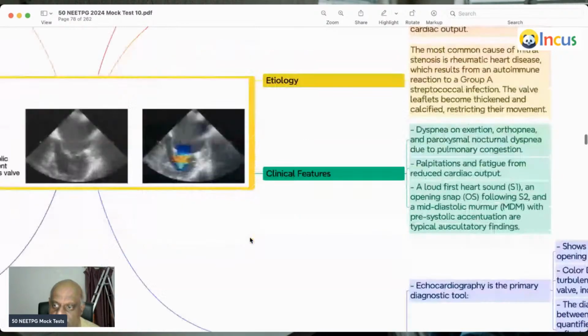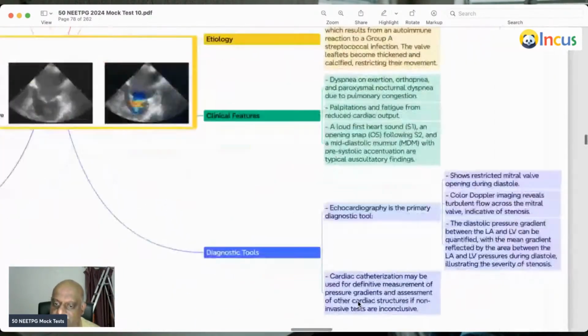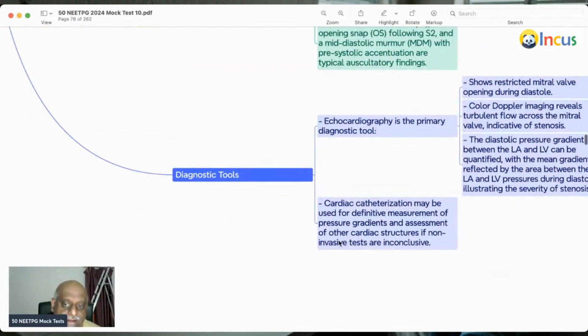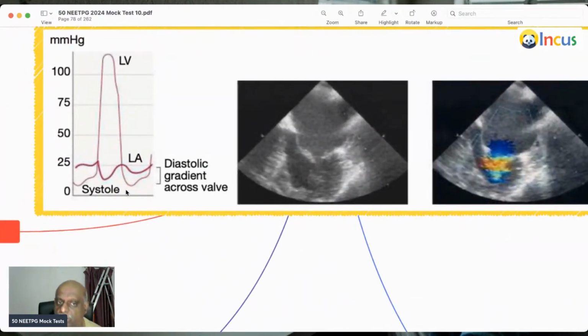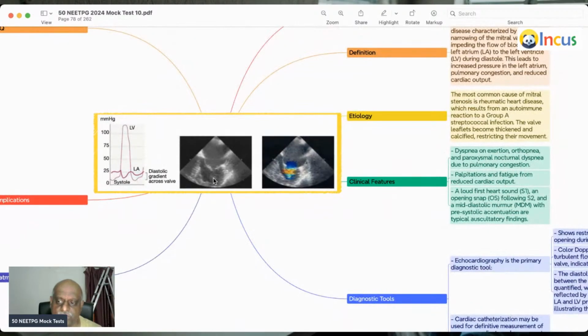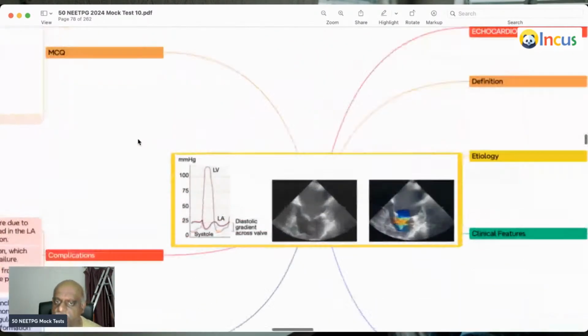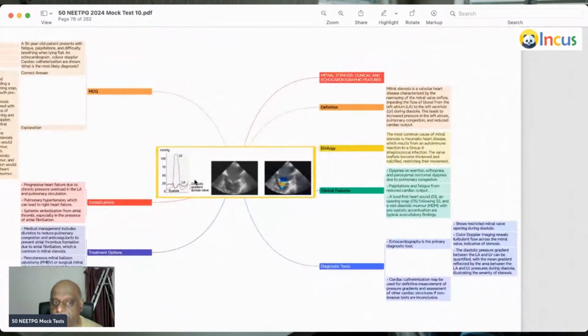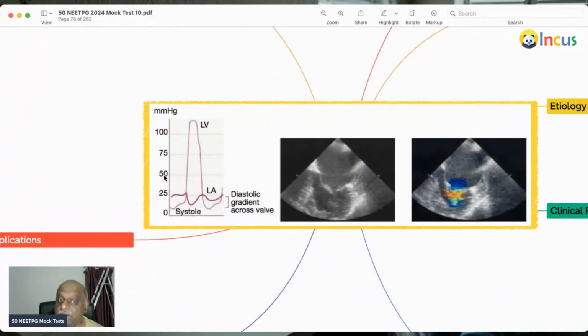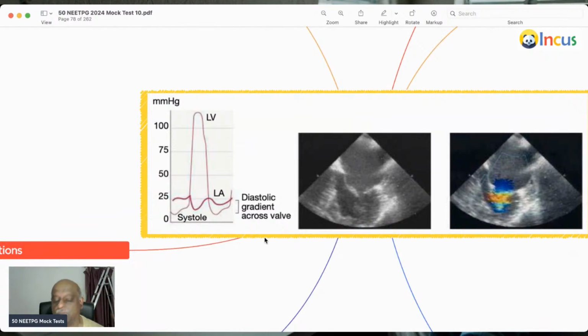Similarly, when you do the cardiac catheterization, you can calculate the pressure gradient. This kind of pattern of diastolic gradient across the valve is highly suggestive of mitral stenosis, which is what you need to remember. So tomorrow's NEET PG, they'll give the straight, same question. You should be ready to interpret the pressure-volume curves of MS, MR, AS, AR. You need to be very, very sure about this.